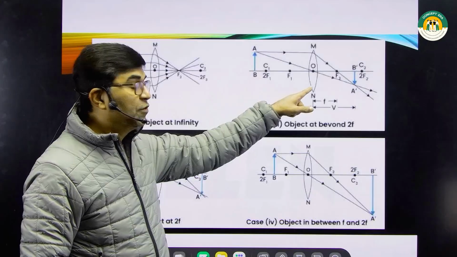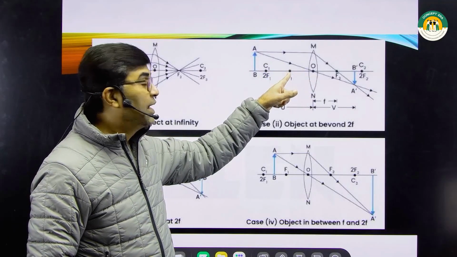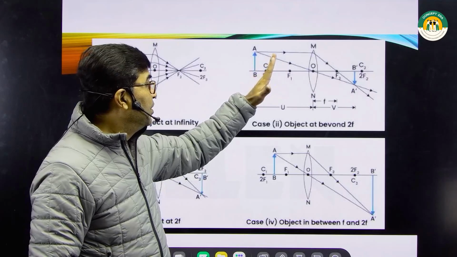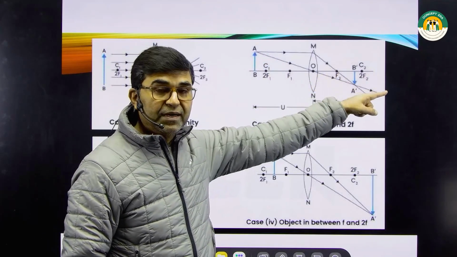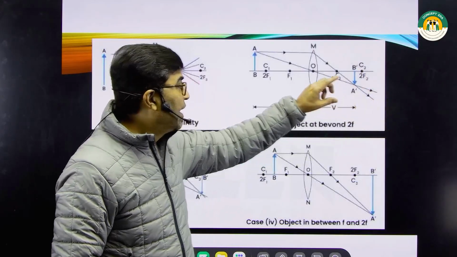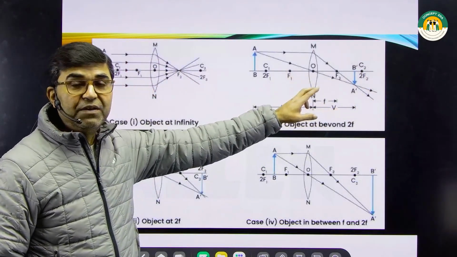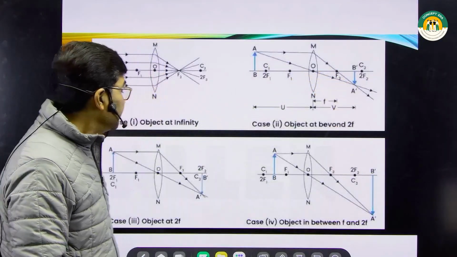In case of mirror, it was C, but in case of lenses, it is f and 2f. Beyond 2f, the image will be formed between the focus and the 2f of the right side, and it will be real, inverted, and slightly diminished.